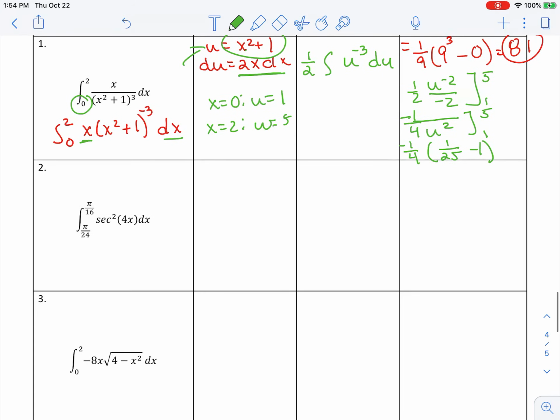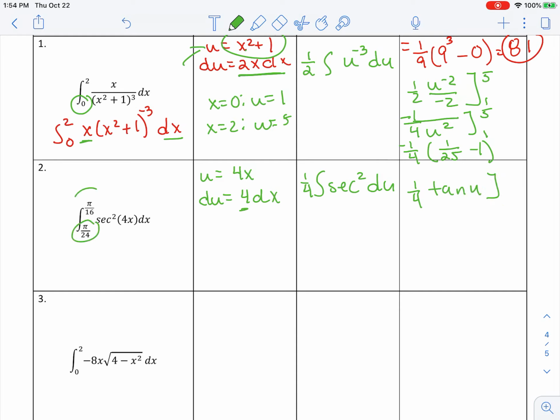Okay, let's try another one. So the next one here, your u would be 4x, because there is an antiderivative for secant squared, so your u should be the angle. Your du is 4 dx. So rewrite it. I'm missing that 4, so we need that reciprocal. So this would be secant squared of u du. The antiderivative of secant squared would be tangent. So this is really 1/4 tangent of u.